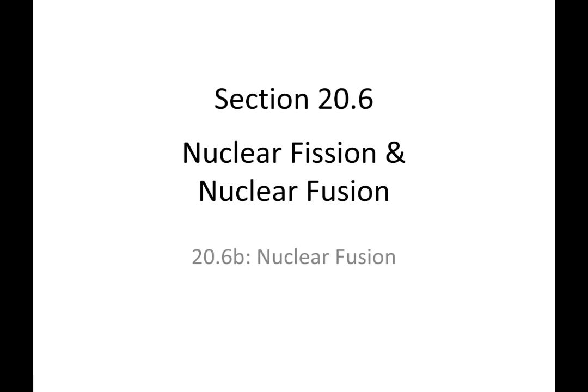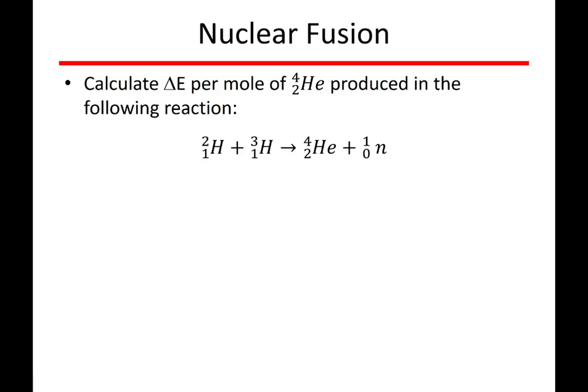Now let's talk about nuclear fusion reactions. In a nuclear fusion reaction, you're taking two light nuclei and fusing them together to make a heavier nucleus. And that's what's going on here, where we're going to take hydrogen-2 and fuse it with hydrogen-3 to make helium-4. And then one neutron gets generated as a side product of this reaction. Here we're asked to calculate the delta E per mole of helium-4 nuclei that are produced in this fusion reaction.